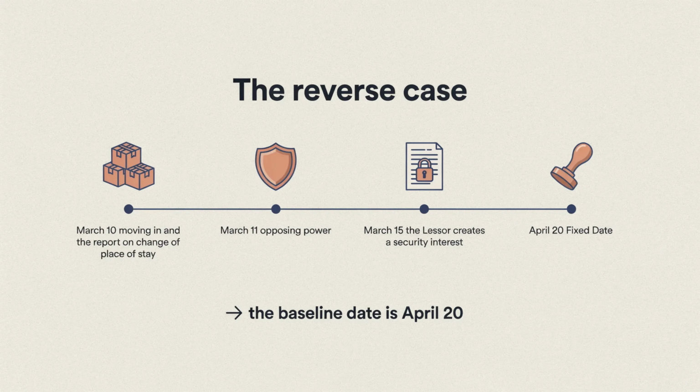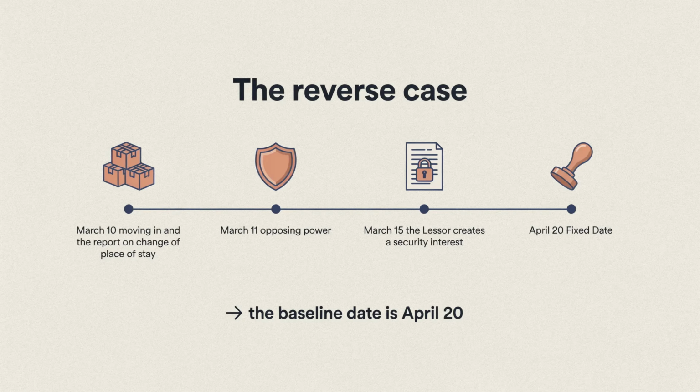Consider the reverse case. On March 10th, the lessee moves in and files the report on change of place of stay. Opposing power begins the next day, on March 11th. But the fixed date is forgotten and obtained on April 20th. This time, the day the fixed date was granted is later, so the baseline date is April 20th. If the lessor created a security interest on March 15th in between, that side takes the earlier place in line. Getting it late pushes the order back by exactly that much.